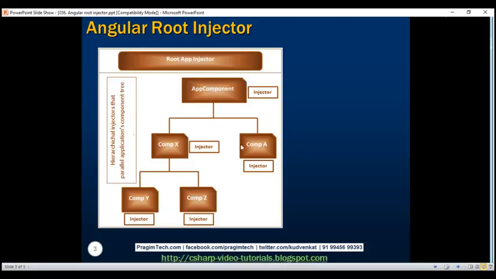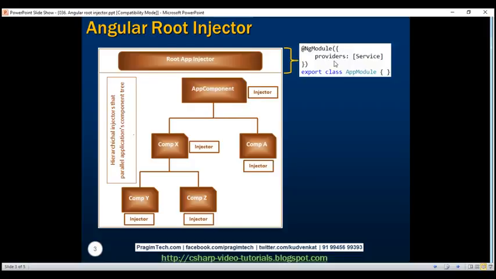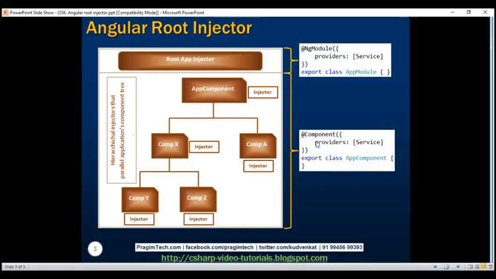To register our service with the root injector, we use the providers property of the @NgModule decorator. And to register our service with an injector at a specific component level, we use the providers property of the @Component decorator of that specific component class.